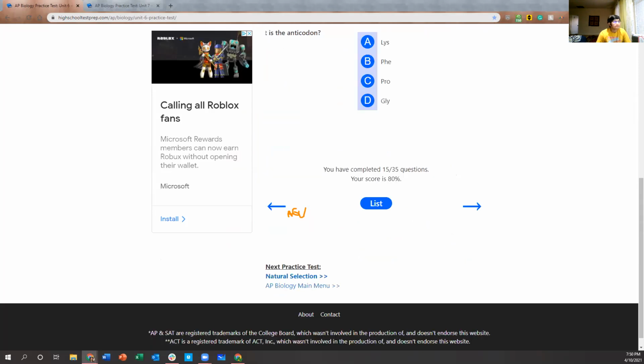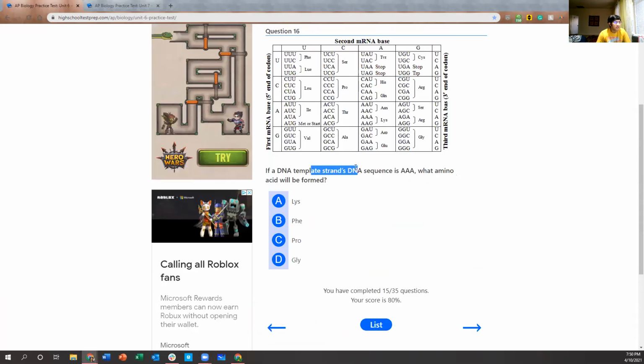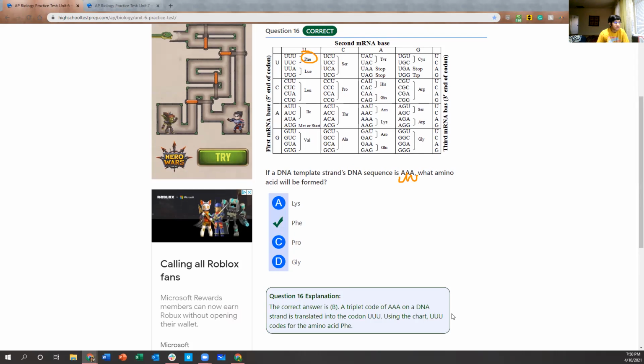Okay. If a DNA template strand's sequence is AAA, what amino acid will be formed? The DNA is AAA. The RNA would be UUU. So then for UUU, we look in the table. That's phenylalanine, I believe, PHE. So that's PHE.